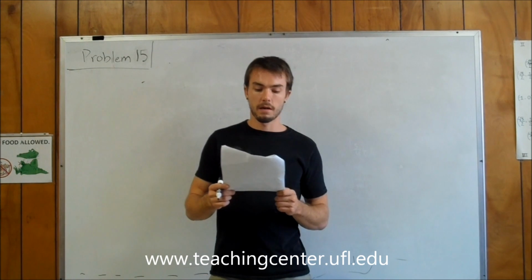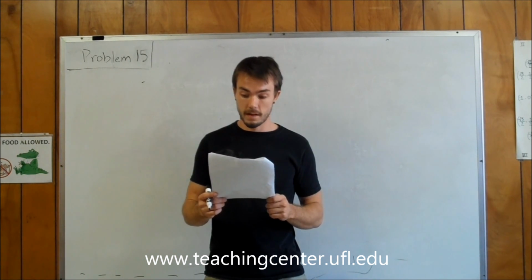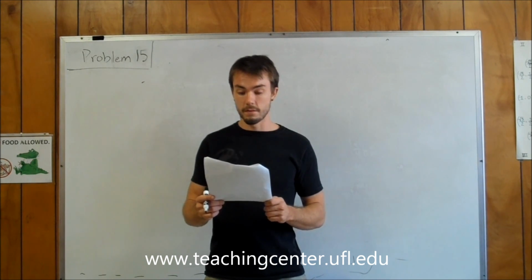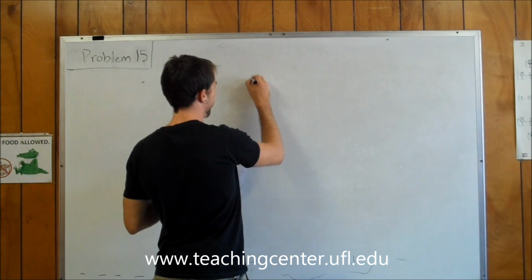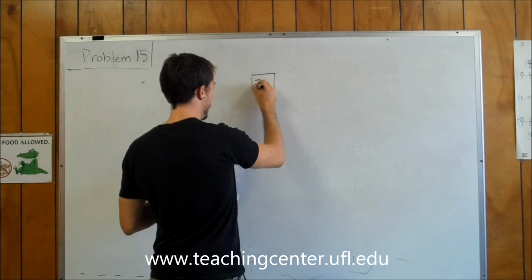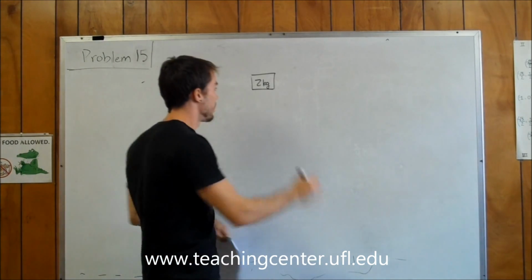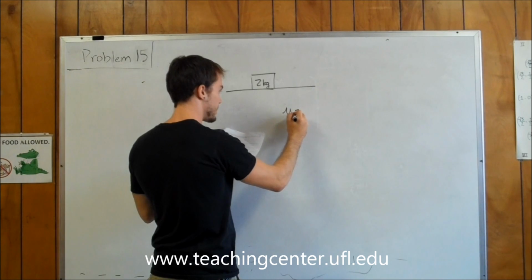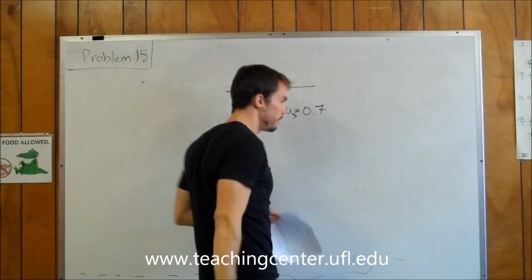Problem 15 states a block of mass 2 kilograms is stationary on a horizontal table. The coefficient of static friction between the block and the table is 0.7. What is the friction force in the block? So we have a block, mass 2 kilograms, and it is on a horizontal table. And they gave us the coefficient of static friction. And they gave that to you to trick you.